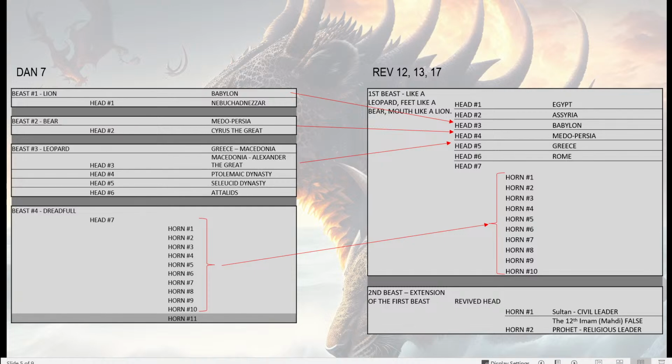Whoops. Is that it? Is that the end of the slide? There we go.